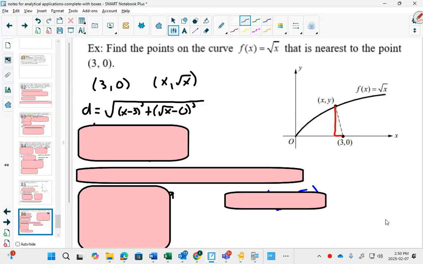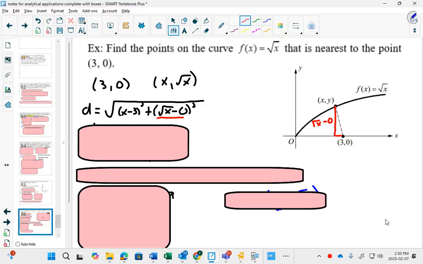Now, if you draw a little right angled triangle here, does it make sense that this distance here, which is y, would be the square root of x minus 0, because there's nothing to subtract, but that distance goes from the square root of x down to 0. That's where this comes from.